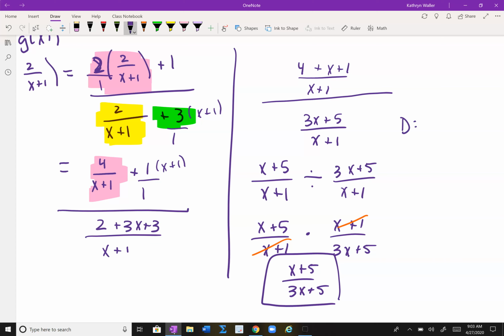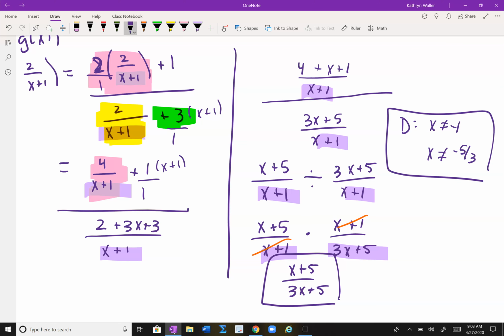To find the domain, remember you go through, and anything that is ever in the denominator is a restriction. So all these things, make sure you include everything. So your domain is x cannot be negative 1. The 3x plus 5 tells you x cannot be equal to negative 5/3, and that's it. Okay? All right, here's question 3.